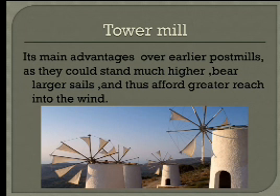Then the second one is tower mills. It is a type of vertical windmill, consisting of a brick or stone tower. Its main application is over earlier post mills, having really larger sails for greater reach of wind. It is traditionally the western style of windmill.